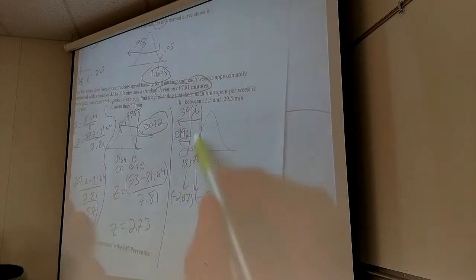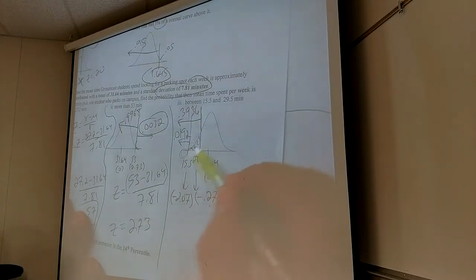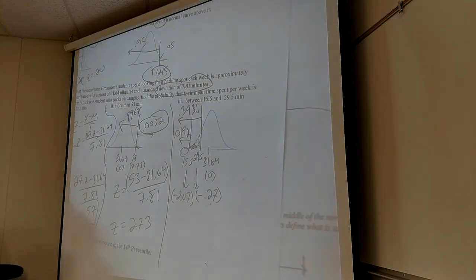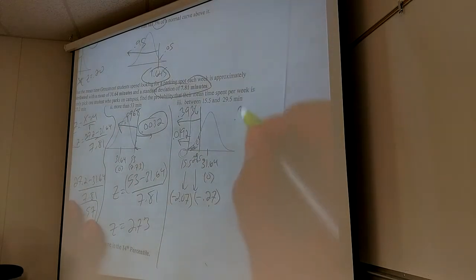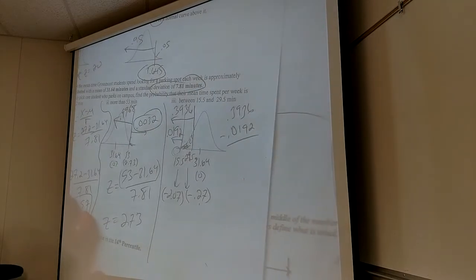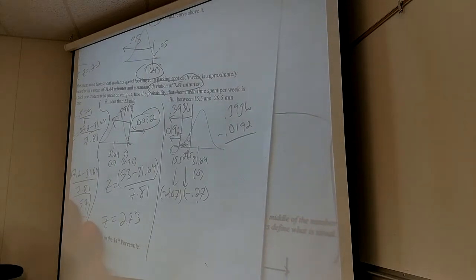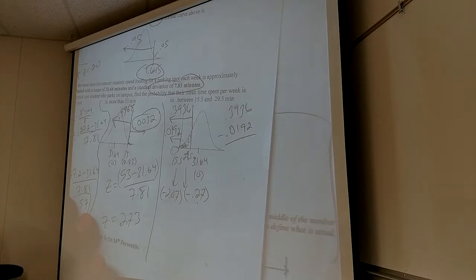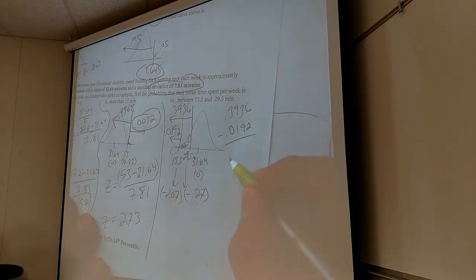And then what do I do with those two numbers? Subtract them to get the area in the middle. 0.3936 minus 0.0192 is 0.3744.